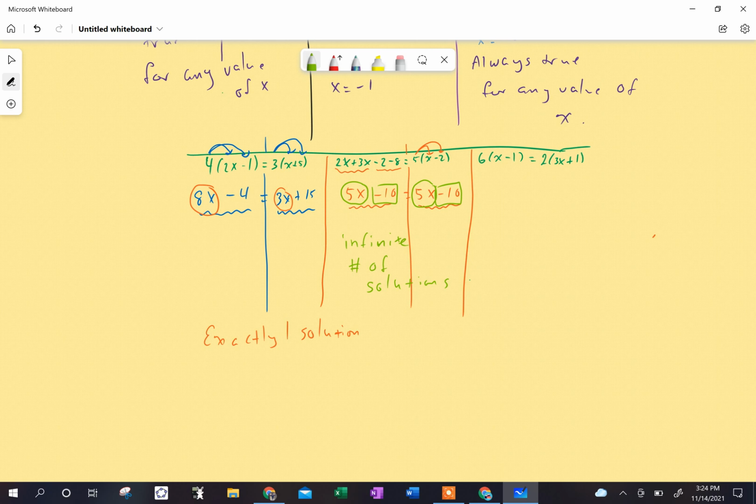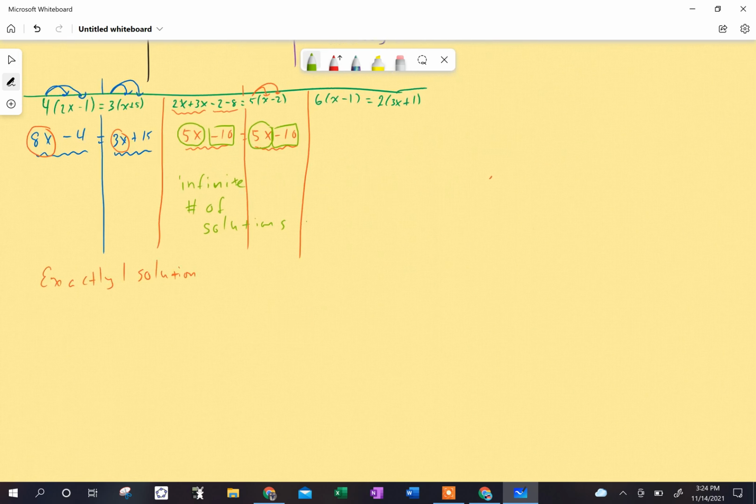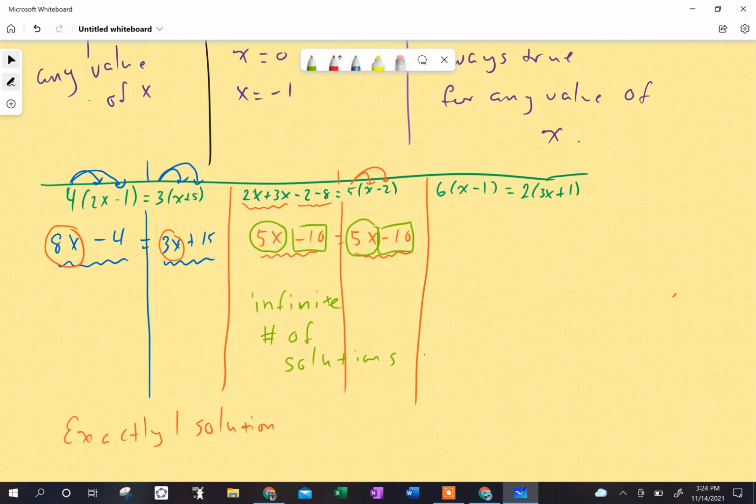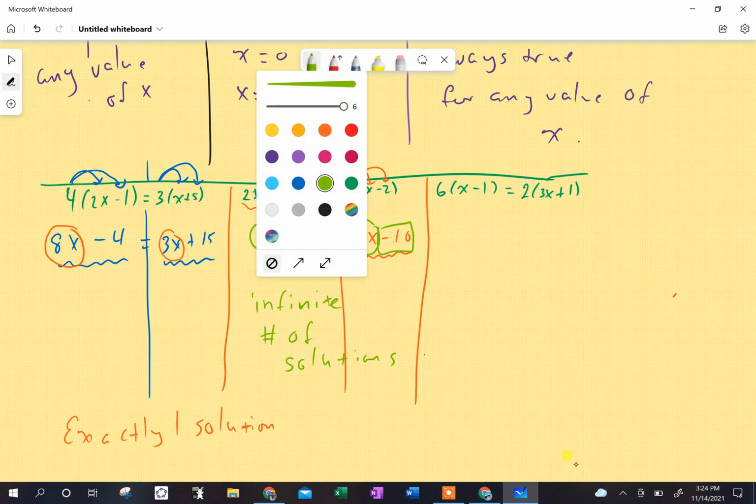And once again, if I picked 3, that'd be 15 minus 10, which is 5, equals 15 minus 10, which is 5. All right, my last one. I know what you're thinking. Well, the first one was 1, the second one was infinite. This should probably be 0. So let's see if that's true.